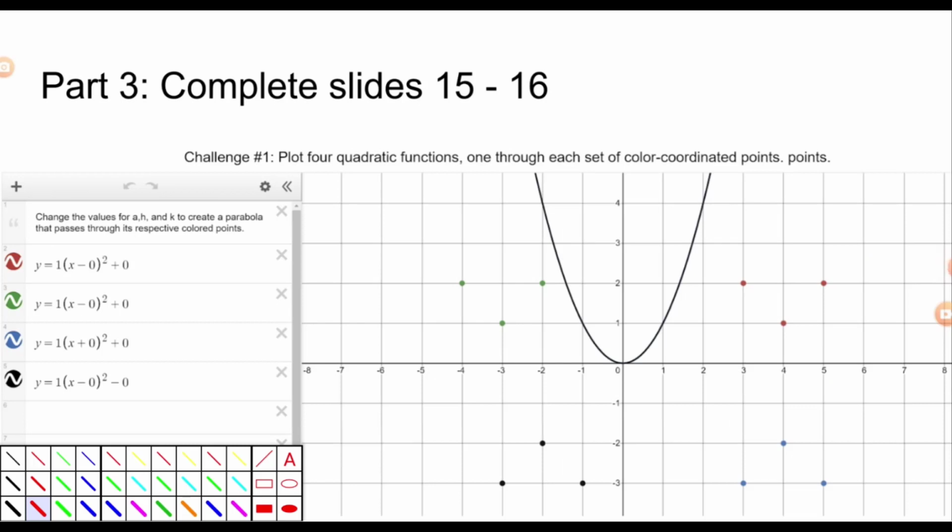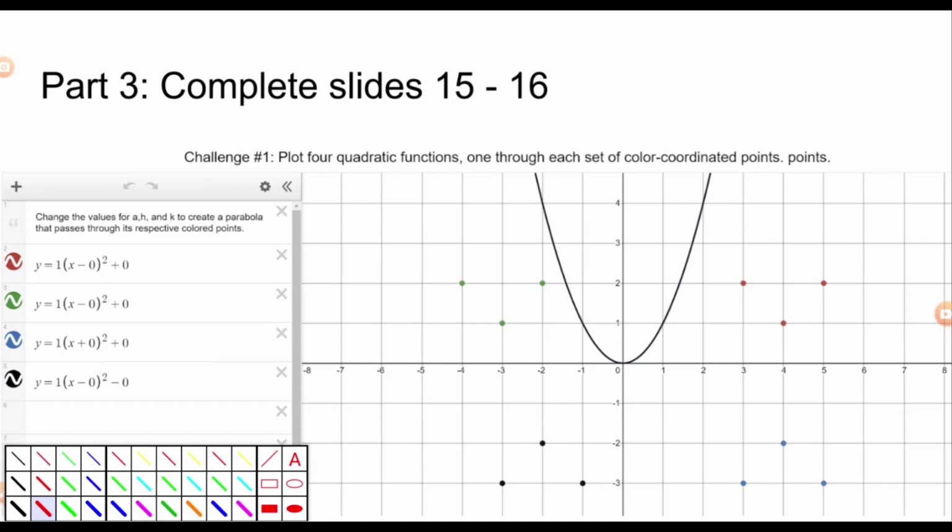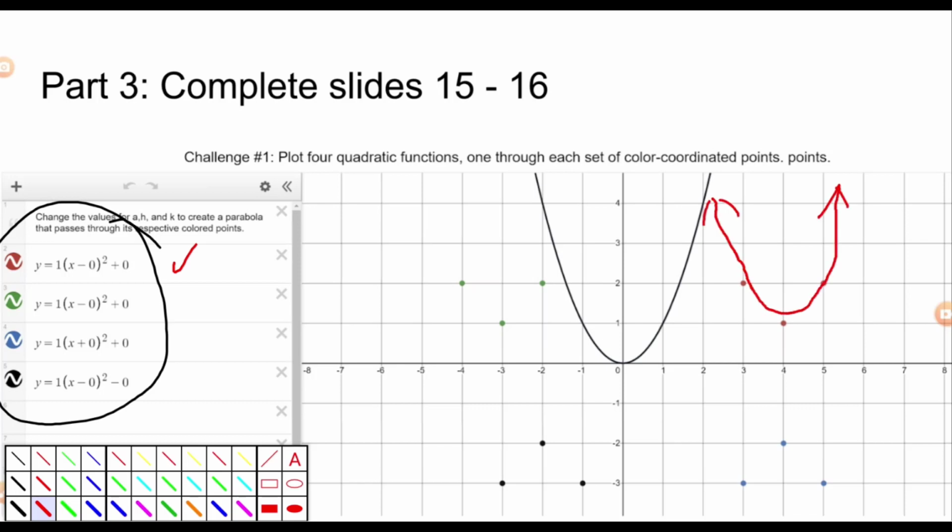All right, so for part 3, we only have 2 slides for you, but I have some challenge problems for you. We have 4 equations over here on the left. You're going to be changing these so that they fit and match the colors. For the first equation, it's the red one. So try to change the numbers around so that you can fit a quadratic through those points. All right, so I want red with red. For the green one, the second one, try to fit a quadratic right here.